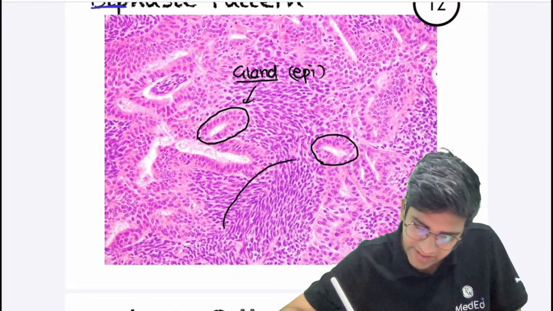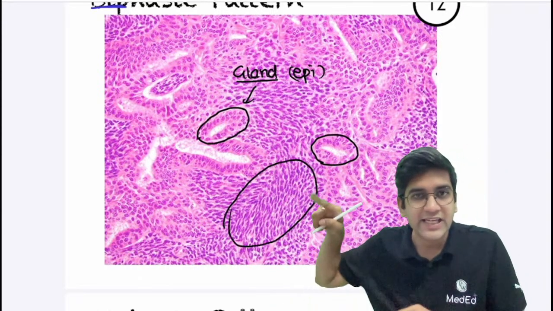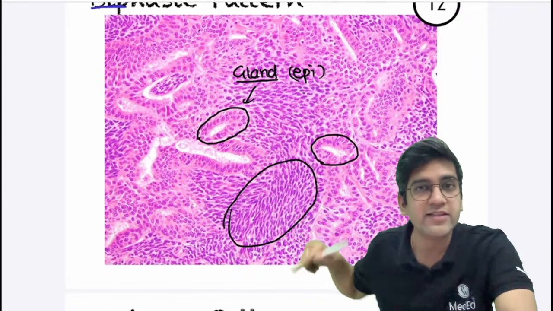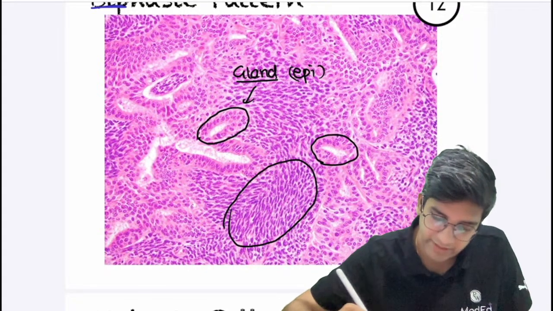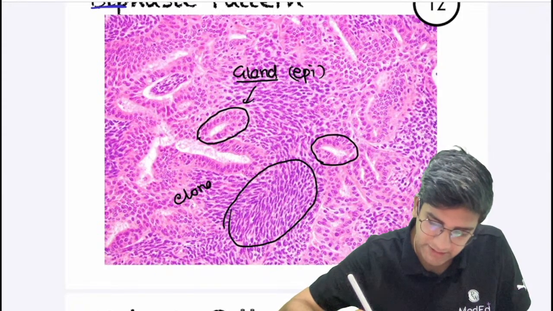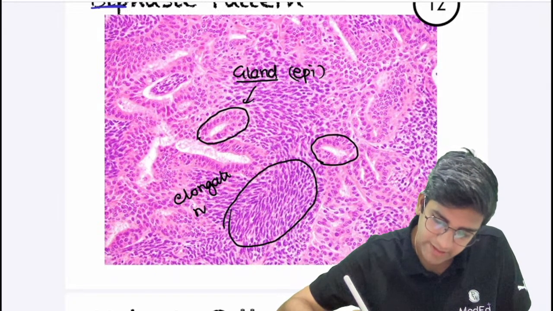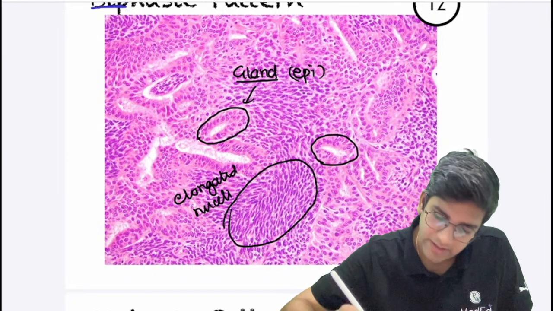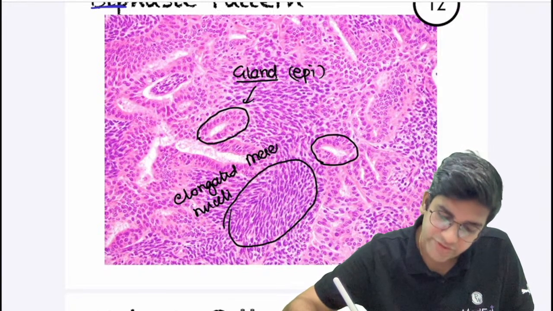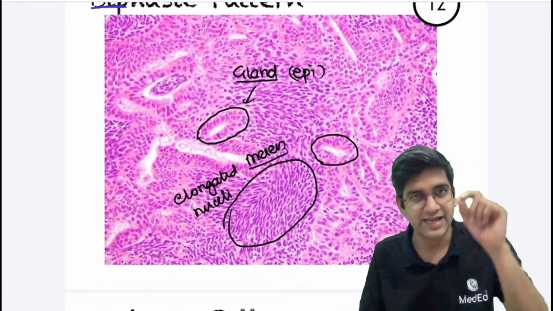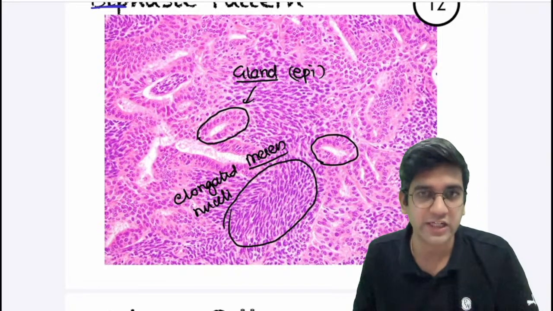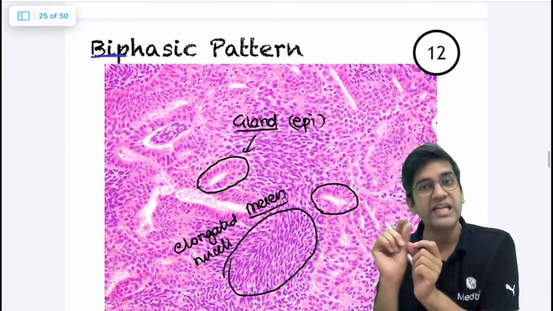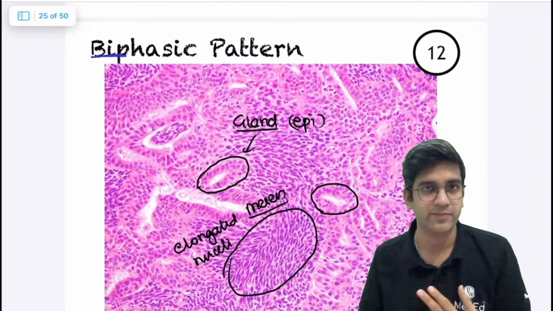And if you look at this area, it's all having elongated cells. Elongated cells, epithelium or mesenchyme? It's a mesenchyme, right? So I have elongated cells here. Any elongated nuclei has to be a spindle shaped cell and it's a mesenchyme. So this tumor has two things: an epithelium in the form of a gland and a mesenchyme in the form of elongated appearance. So we call them a biphasic pattern, two phases, right?